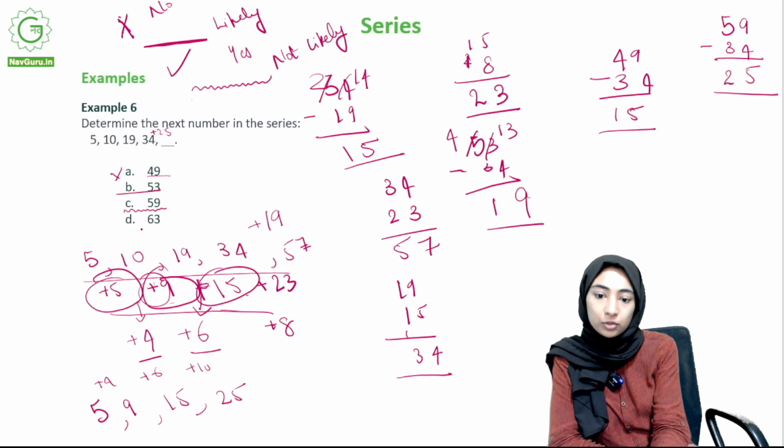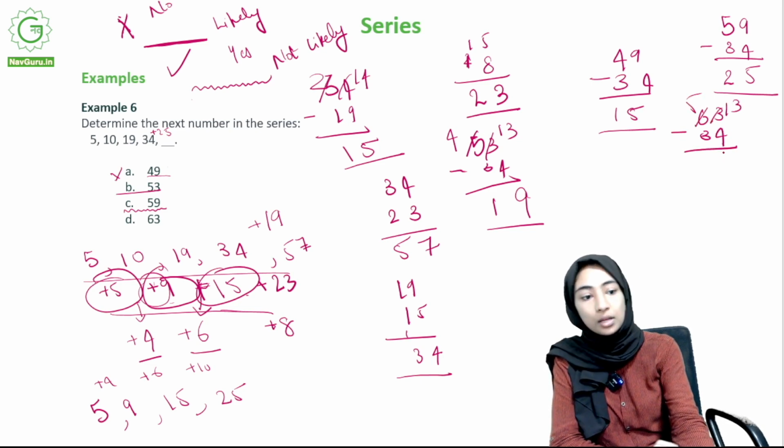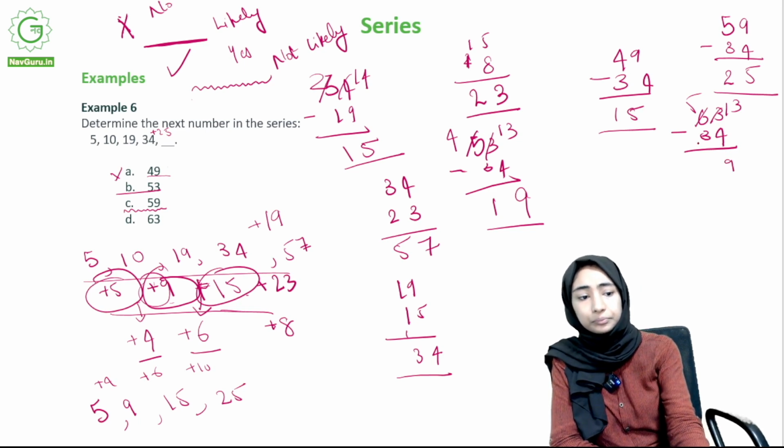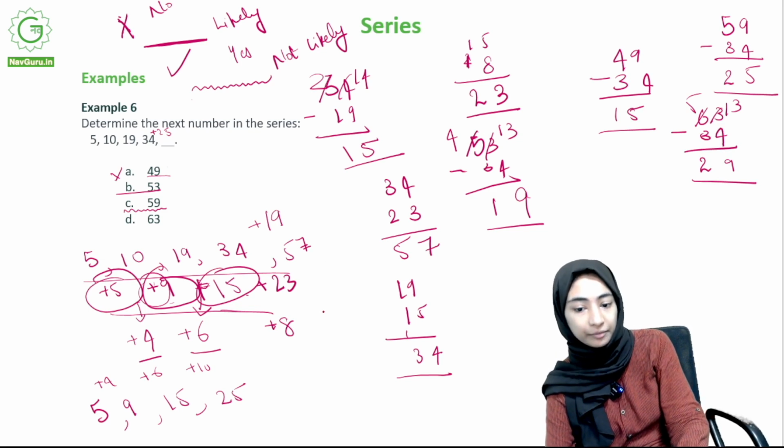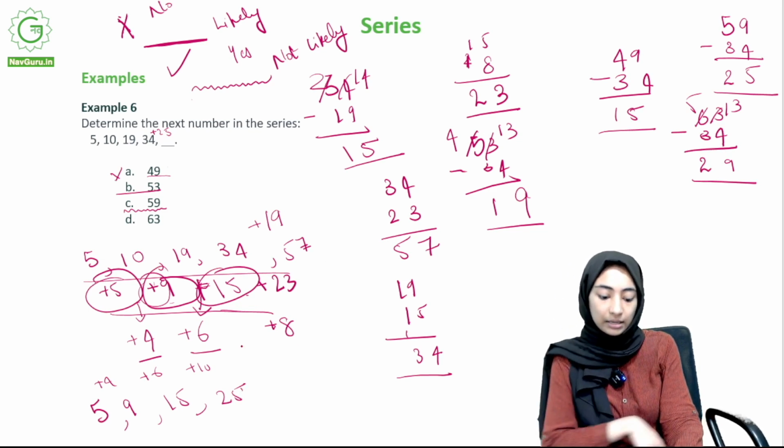Okay, now coming to 63. If it is 63, what would the difference be? 63 minus 34, what is it? 13, 5. 13 minus 4, 12, 11, 10, 9, 9. 5 minus 3 is 2. So here the difference would be a 29. Can 29 be the difference? Let's see. Just give me a second.